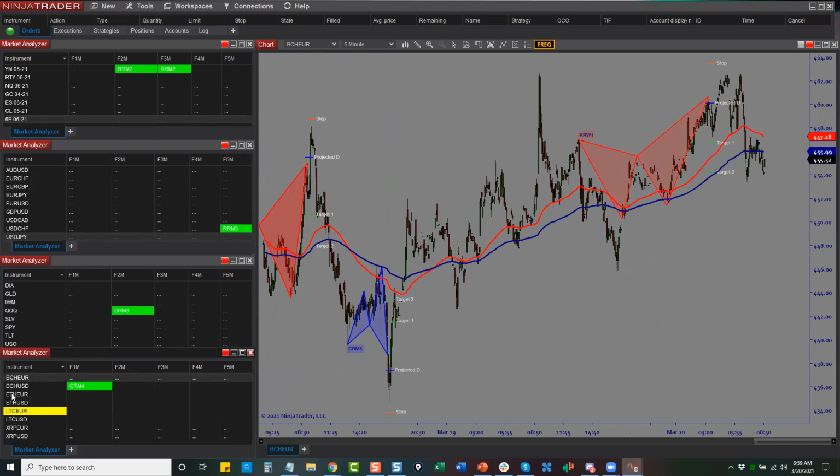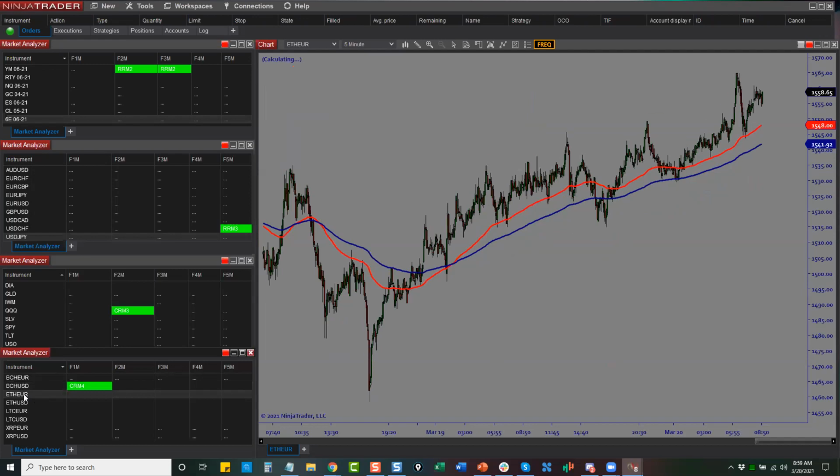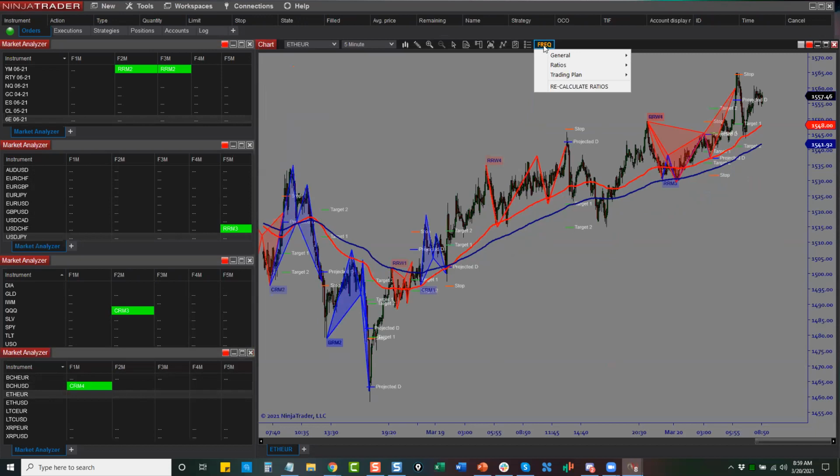Look at the Bitcoin Euro. I would not be looking to short that. Bitcoin dollar, this came right down into projected D, a little bit of a flat line. Take a look at the Ethereum dollar. I wouldn't be looking to go short this, but I would have been looking to go long. If you're looking to trade cryptos on other platforms, this is really good for you. This is really powerful, actually.